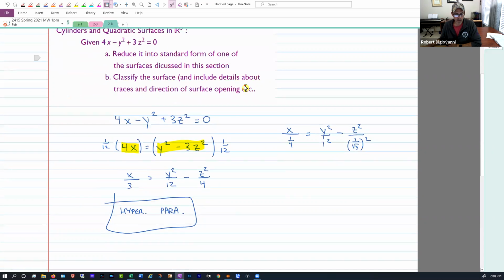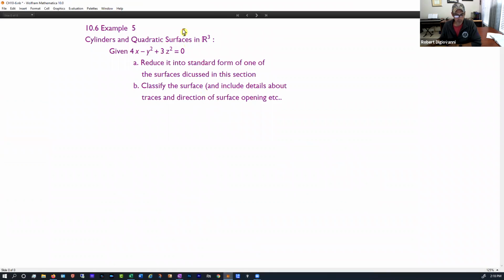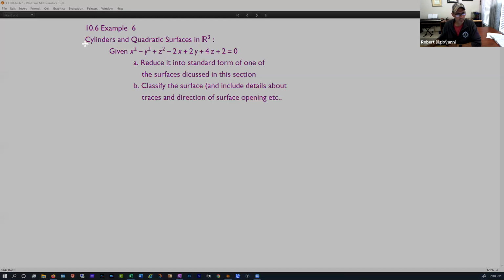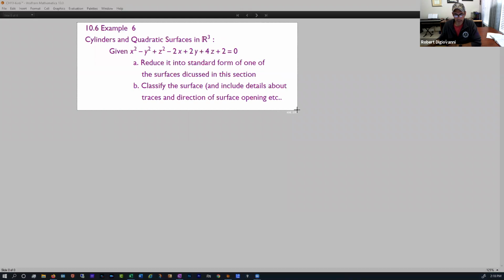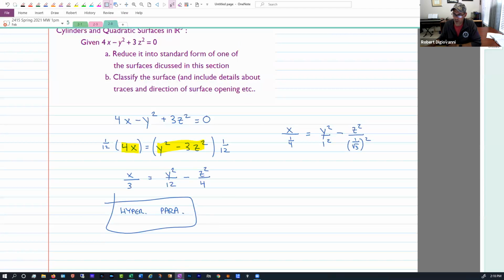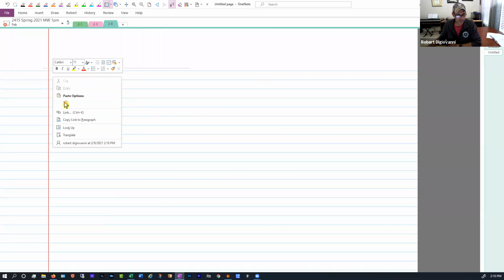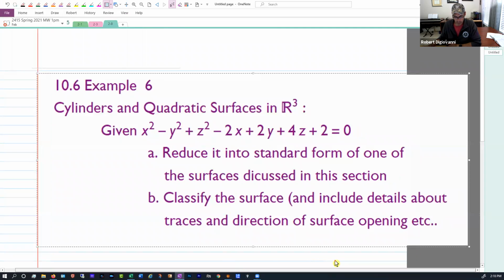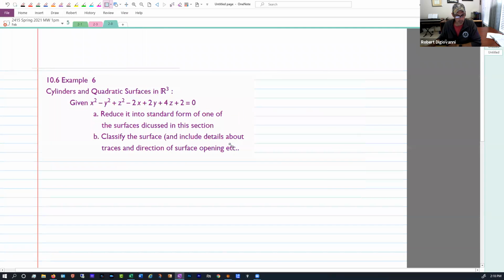All right, we have another one to do. Were there any questions on where that came from? Hyperbolic paraboloid. All right. This is the last one of the section, last problem. I'm going to let you think about it for a few minutes.